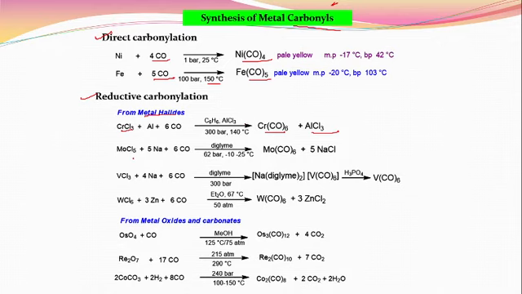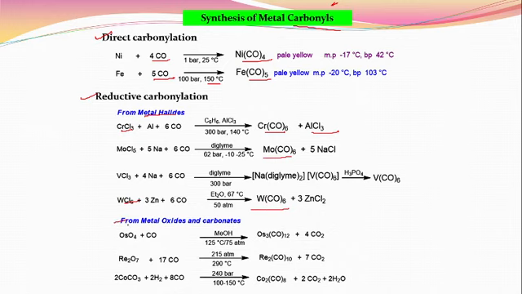Another compound, MoCl5, is reacted with 5 sodium and 6 CO. We get Mo(CO)6, that is hexacarbonyl molybdenum. Next, WCl6, which is reacted with 3 zinc plus 6 CO, we get W(CO)6, that is hexacarbonyl tungsten.